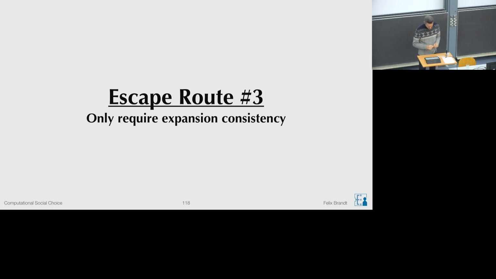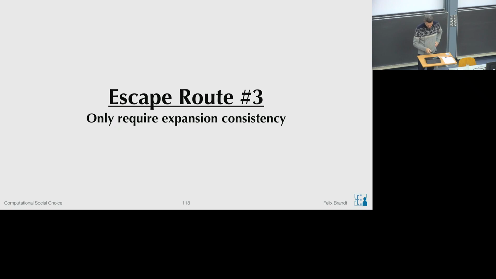And the next escape route is to only require expansion consistency. And that means we need to go all the way back to the second lecture, I think, where we talked about choice theory. We had alpha and gamma and beta plus. I'm going to recap those definitions here in today's lecture because we are going to talk about these conditions today.